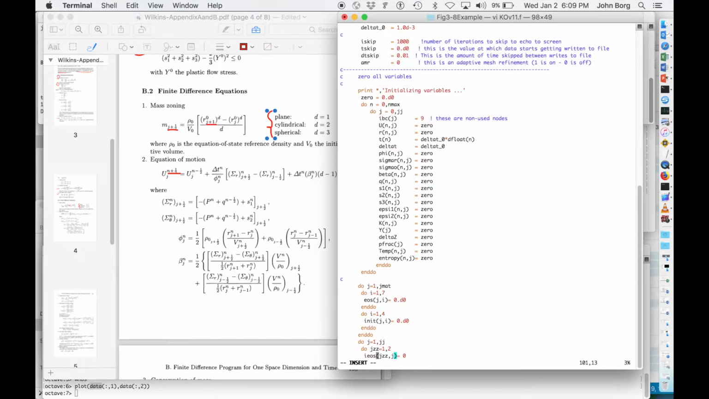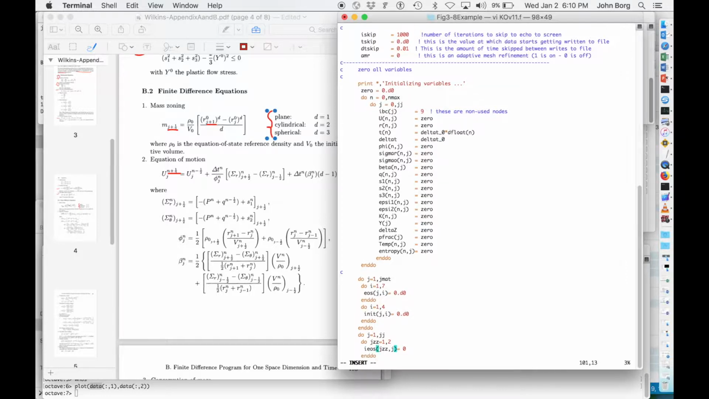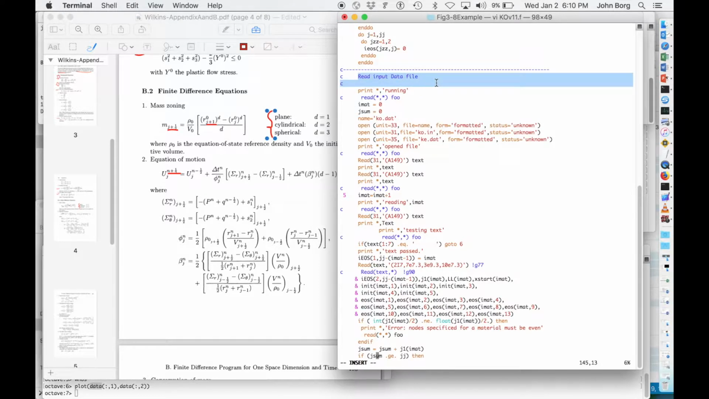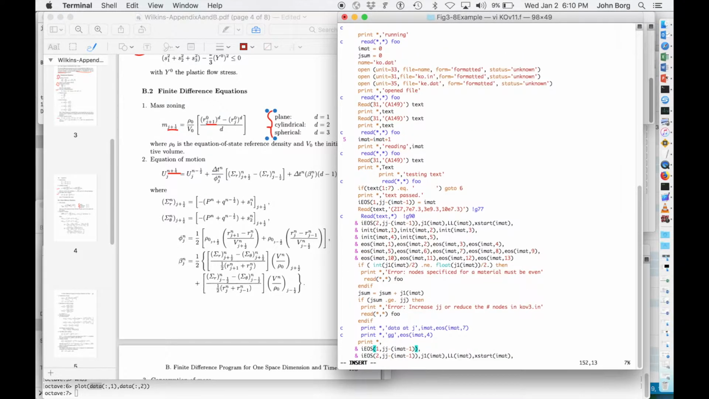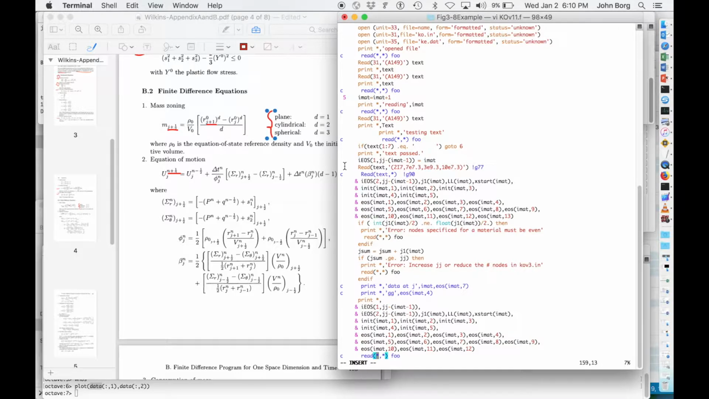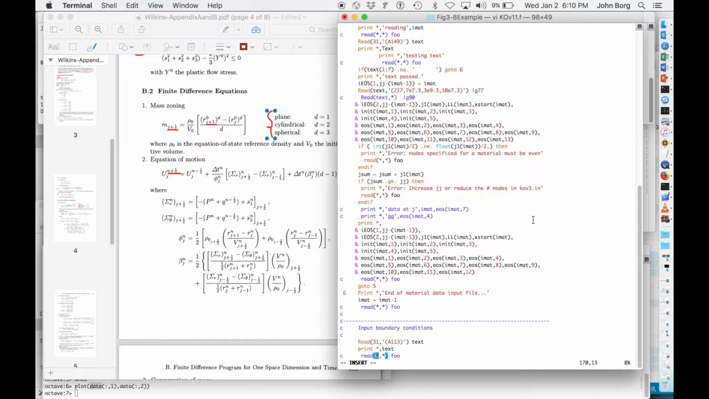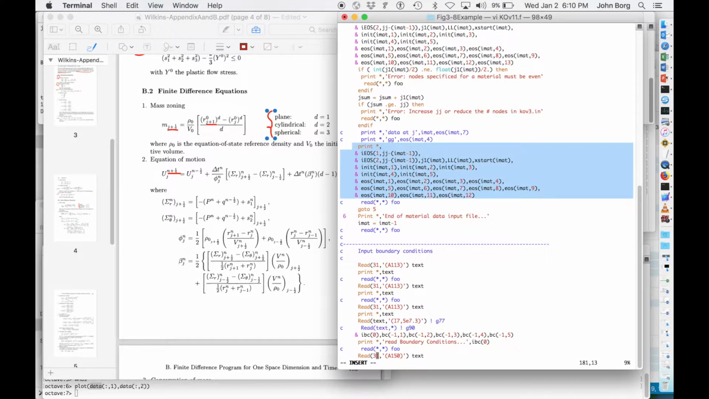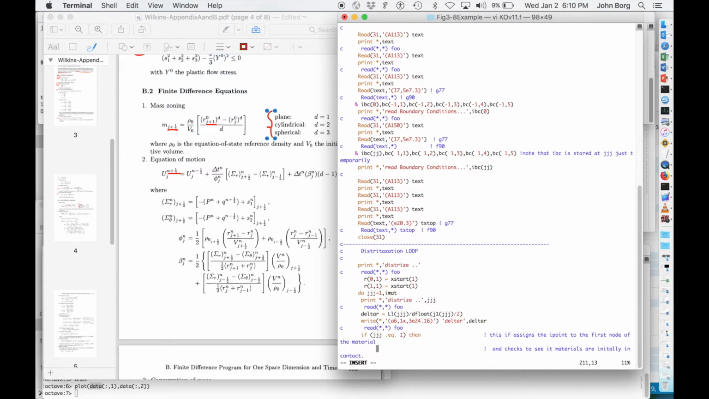All right, so the code proceeds by first zeroing everything out. Depending on what Fortran compiler you use, it may or may not do a good job of that initially, so I zero it all out. Then it reads the input file, ko.in. We talked a little bit about this in a different video, but there's the read for the material configuration. It pulls that in, and then it echoes it to screen here.